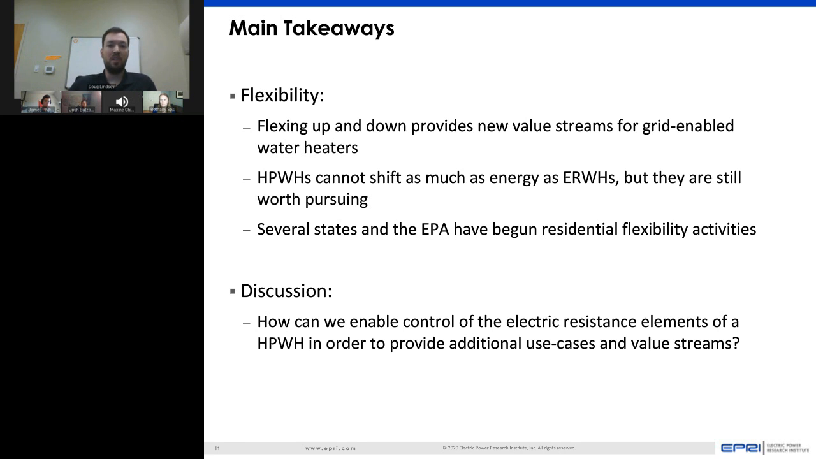Certainly we'd have to compensate people for not charging in the most efficient manner, but I think there's value to be gained for both the utility and passed on to the customer to have a more reliable grid if we can provide services with the backup resistance element. So that's something to think about, and I'm happy to talk with you more after this. But that's all I have for now, and I think I'm going to pass it back to James. Thank you very much.